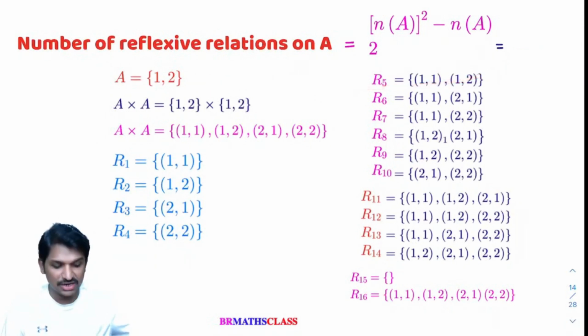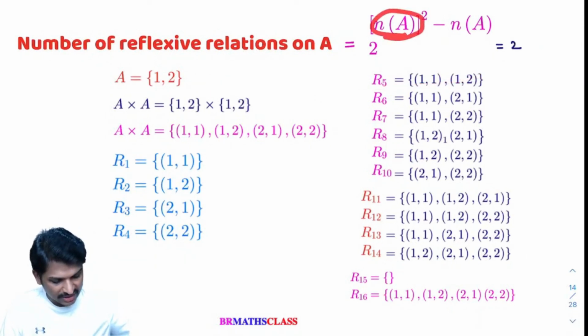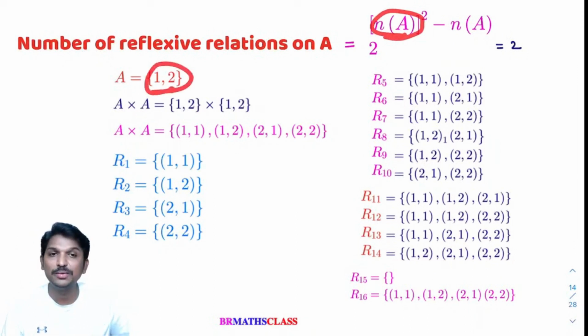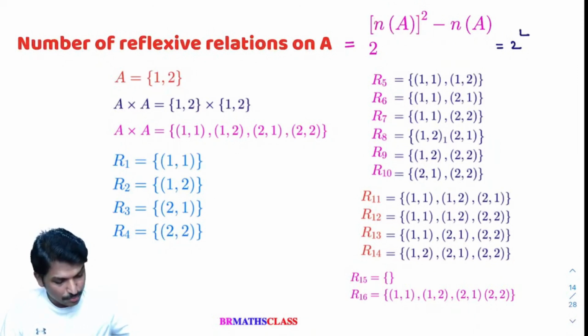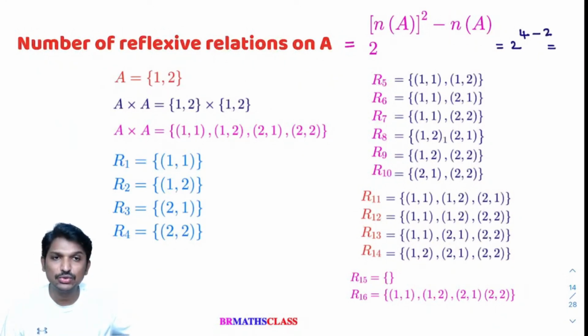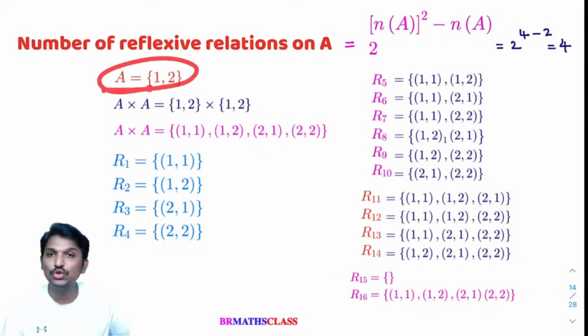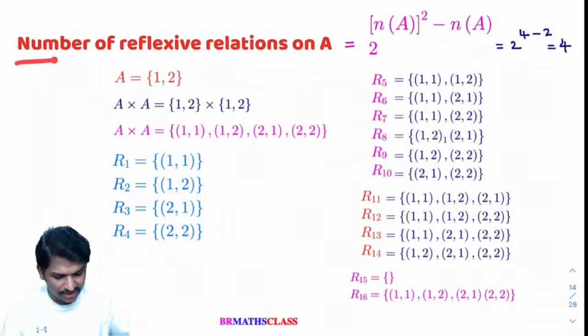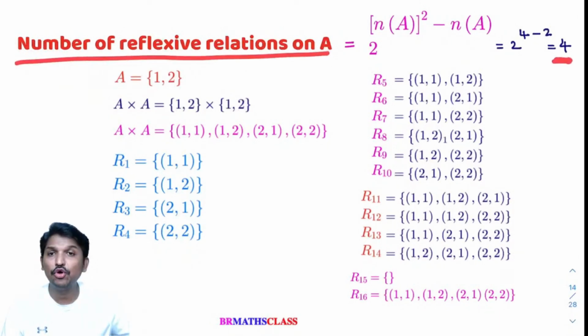Okay, 2 power (n of A whole square minus n of A). N of A contains how many elements? 2 elements are there. 2 square means 2 power 4, minus n of A. Set A contains 2 elements. 4 minus 2 is 2. That is 2 square. 2 square is 4. So, if set A contains 2 elements, the number of reflexive relations on A is 4. We will get 4 reflexive relations on set A.